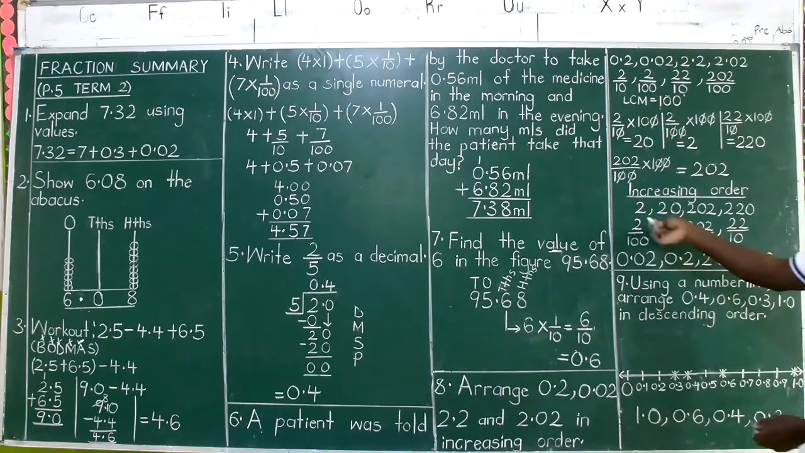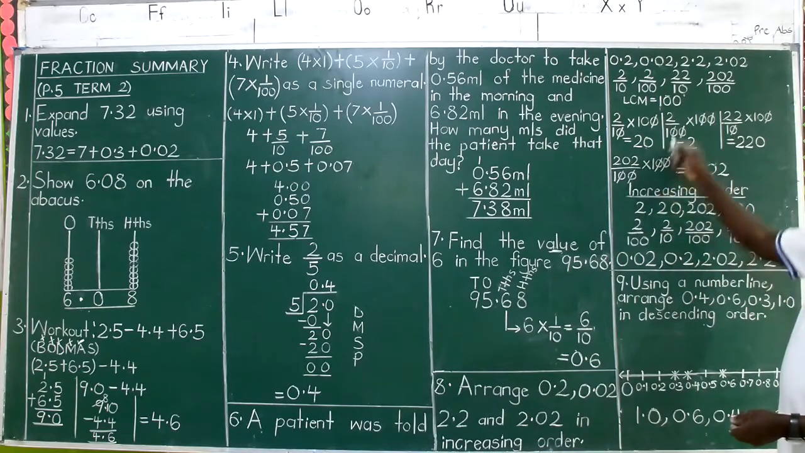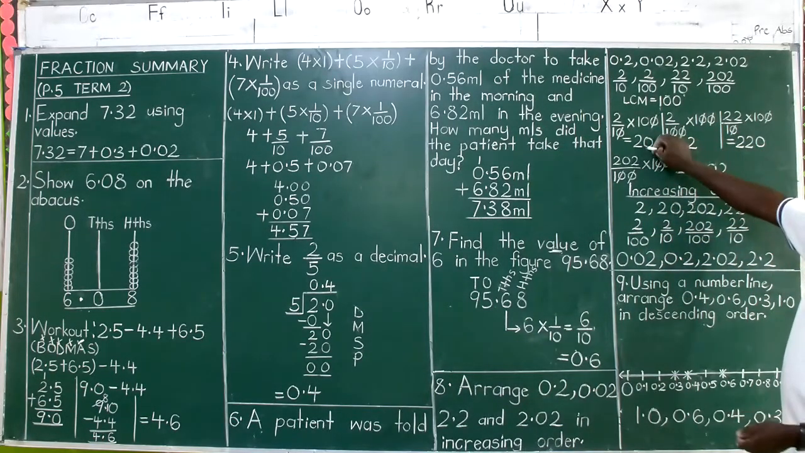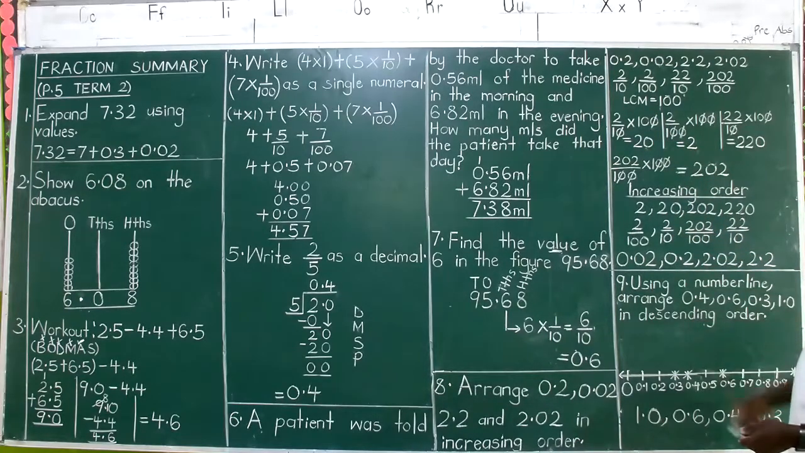Now, which fraction brought 2? The fraction that brought 2 is 2 out of 100, write it under it. The fraction that brought 20 is 2 out of 10, write it under 20. Which fraction brought 202? That's 202 out of 100, write it. Then, which fraction brought 220? Look for it: 22 out of 10. Now, return these ones to decimals.